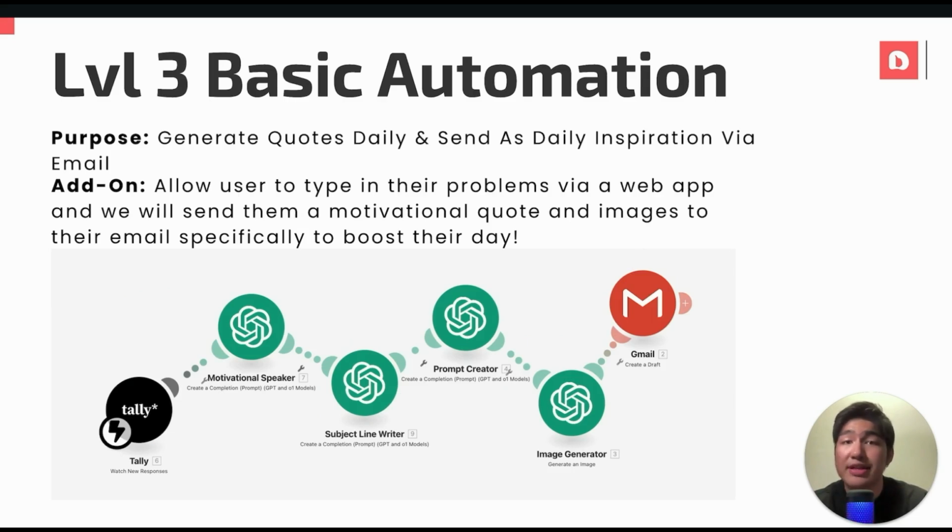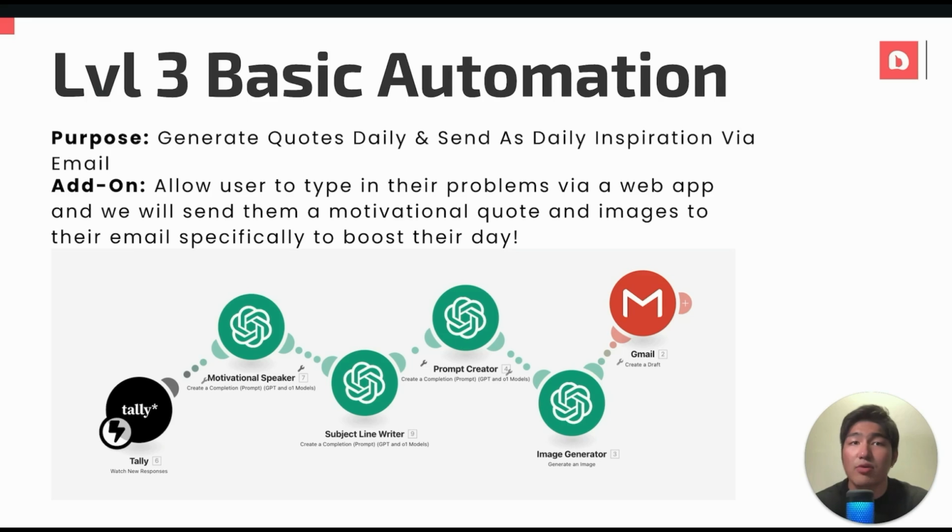So let's say we want to now allow users to type in their problems via a web app, and we're going to send them a motivational quote and images based on their problems, specifically to boost their day. Right, so now we're going to transform our automation workflow to not just send quotes and images every single day, but this time we're going to address it to users' problems and send inspirational quotes to them every single day to brighten up their day.